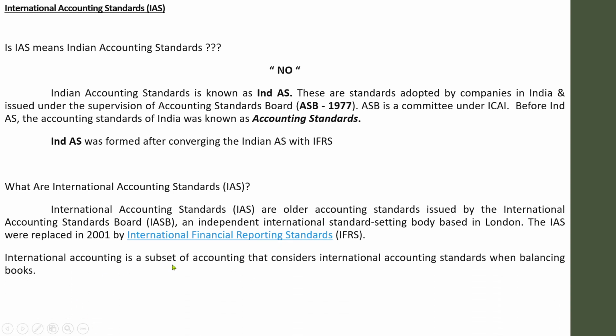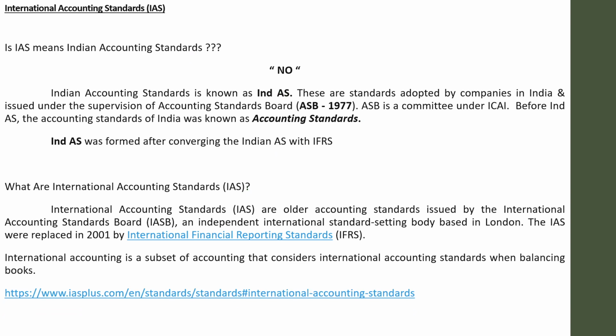International accounting is a subset of accounting that considers international accounting standards when balancing books. Anyway, I believe you have understood the concept of IAS and Indian AS. And you can even visit www.iasplus.com to know the recent standards, and not only the recent standards, but the total standards that are in operation.